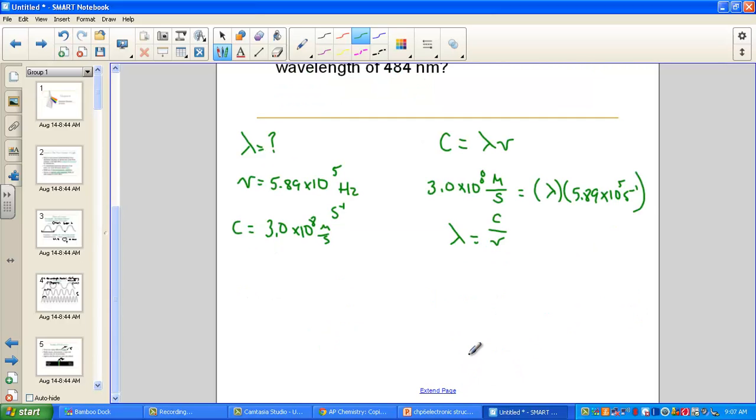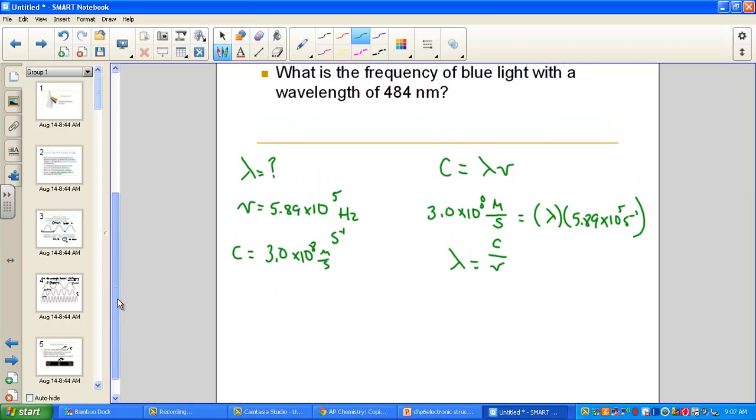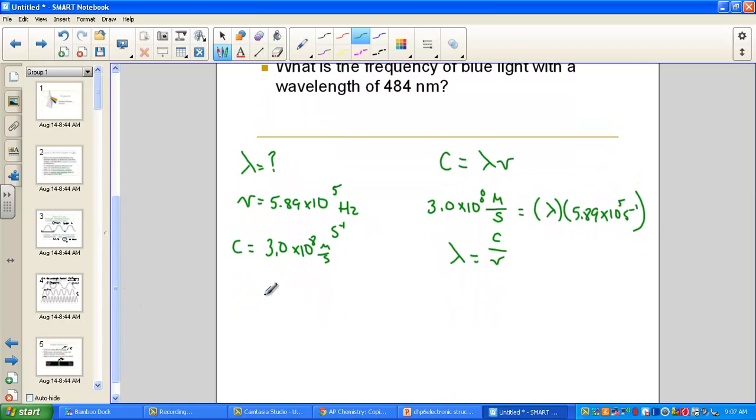Would you hit that with me on your calculator? Let's be sure we get a common answer for our question. 3e, that's how I do my scientific notation, 3e8 on our calculator screen, divided by 5.89e to the 5th power. 3e8 divided by 5.89 times 10 to the 5th, and the wavelength comes out to be 509.34, and I can write per second or hertz.